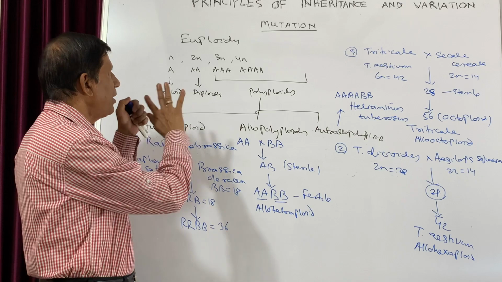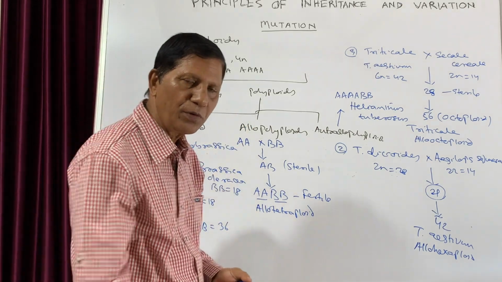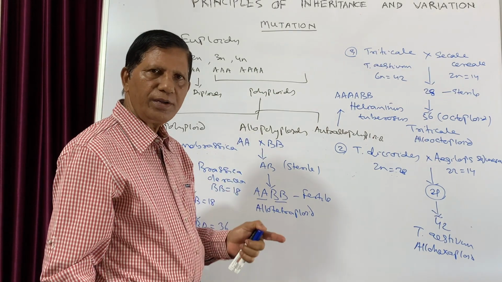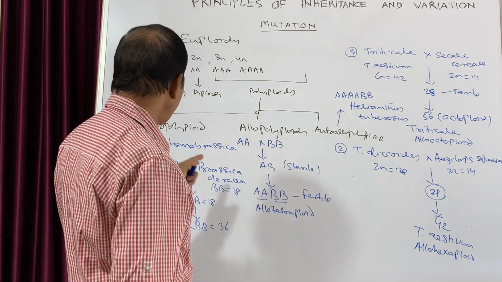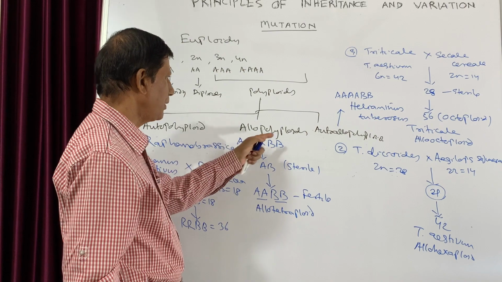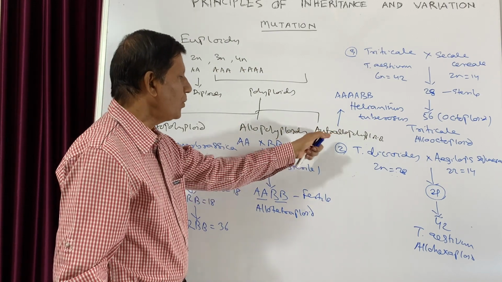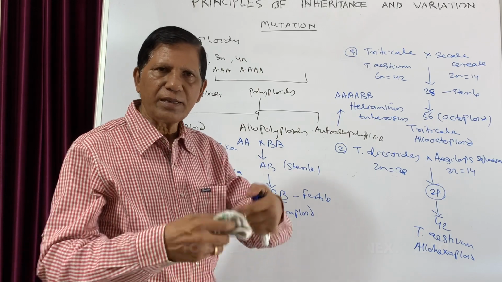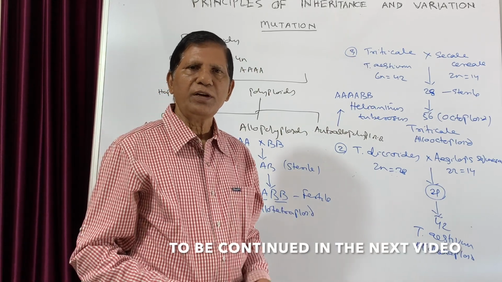So these are the different examples of autopolyploids, allopolyploids, and autoallopolyploids. So this is about the different types of euploidy, from which we can get monoploidy, diploidy, and polyploidy. And the polyploidy are again divided into autopolyploids, allopolyploids, and autoallopolyploids. So this is about polyploidy. The next part, in mutation, we'll discuss chromosomal aberrations.